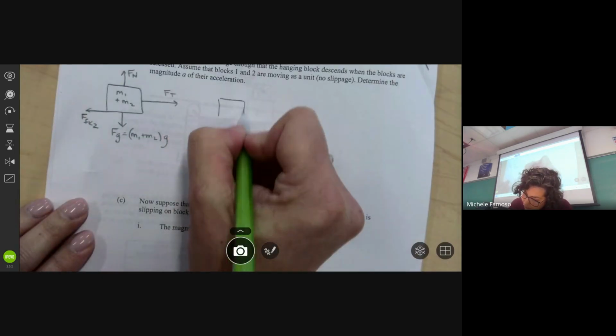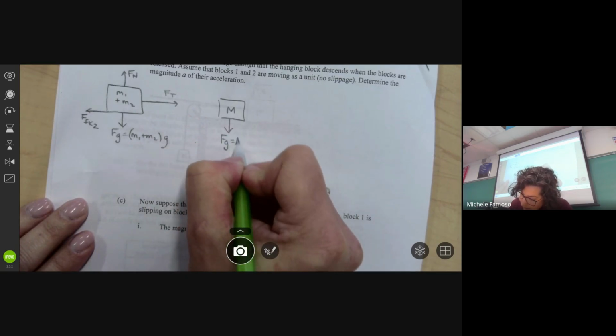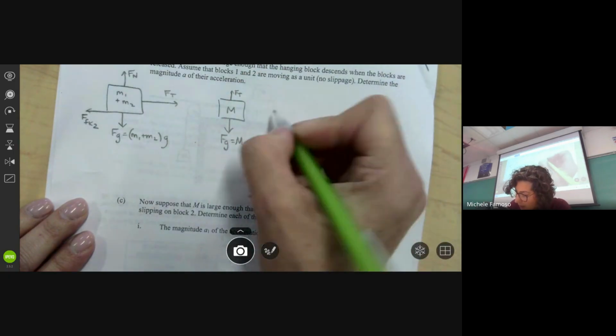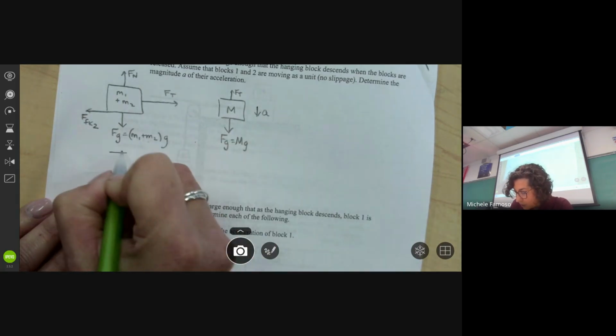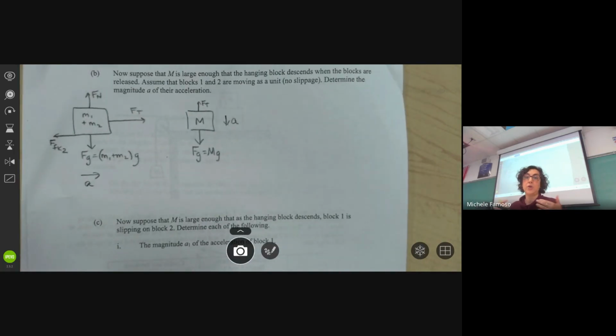If I look at mass M, I know its weight is now acting downward, and there is this tension acting up. I know that this is accelerating down, so this is accelerating to the right. I'm now going to write Newton's second law equations for each free body diagram.